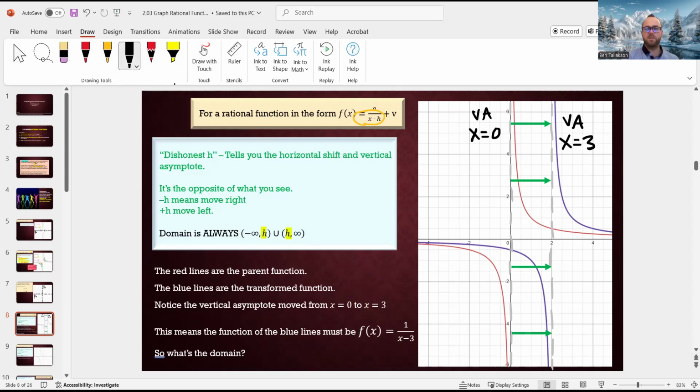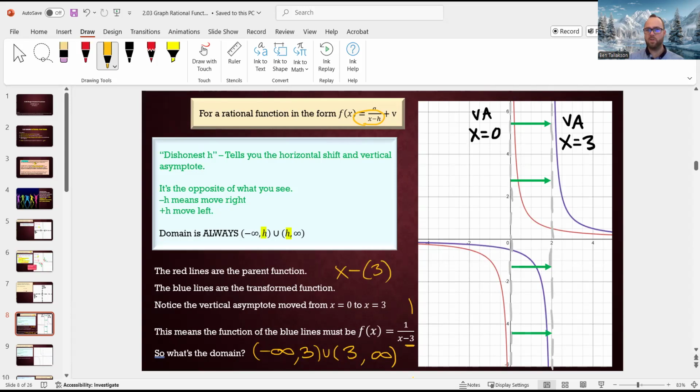All right, so what's the domain then? Can you figure it out? Well, we talked about a moment ago that you use this to your advantage. And what's h? What is h? Well, you see it right there, don't you? But remember, h is the opposite of what you see, right? So it's 3 and 3. Because we had to put in, remember, a 3.